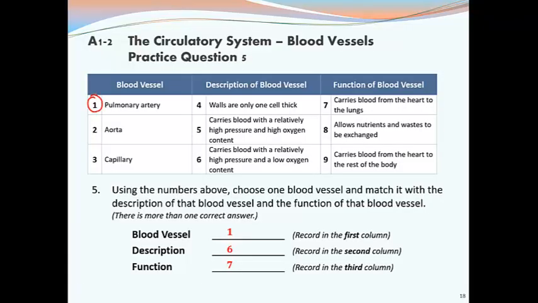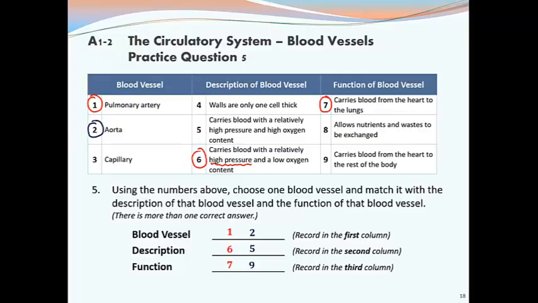the pulmonary artery. Now we have to start thinking, what does the pulmonary artery do? It carries blood with a relatively high pressure and a low oxygen content. That actually makes sense. Most of the time arteries are carrying oxygenated blood, but the pulmonary artery is unique in that it carries blood just to the lungs. It's still pumping out through an artery, which usually has higher pressure. So we see 1, 6, and then what does it do? Well, the function is to carry blood from the heart to the lungs. 1, 6, and 7.